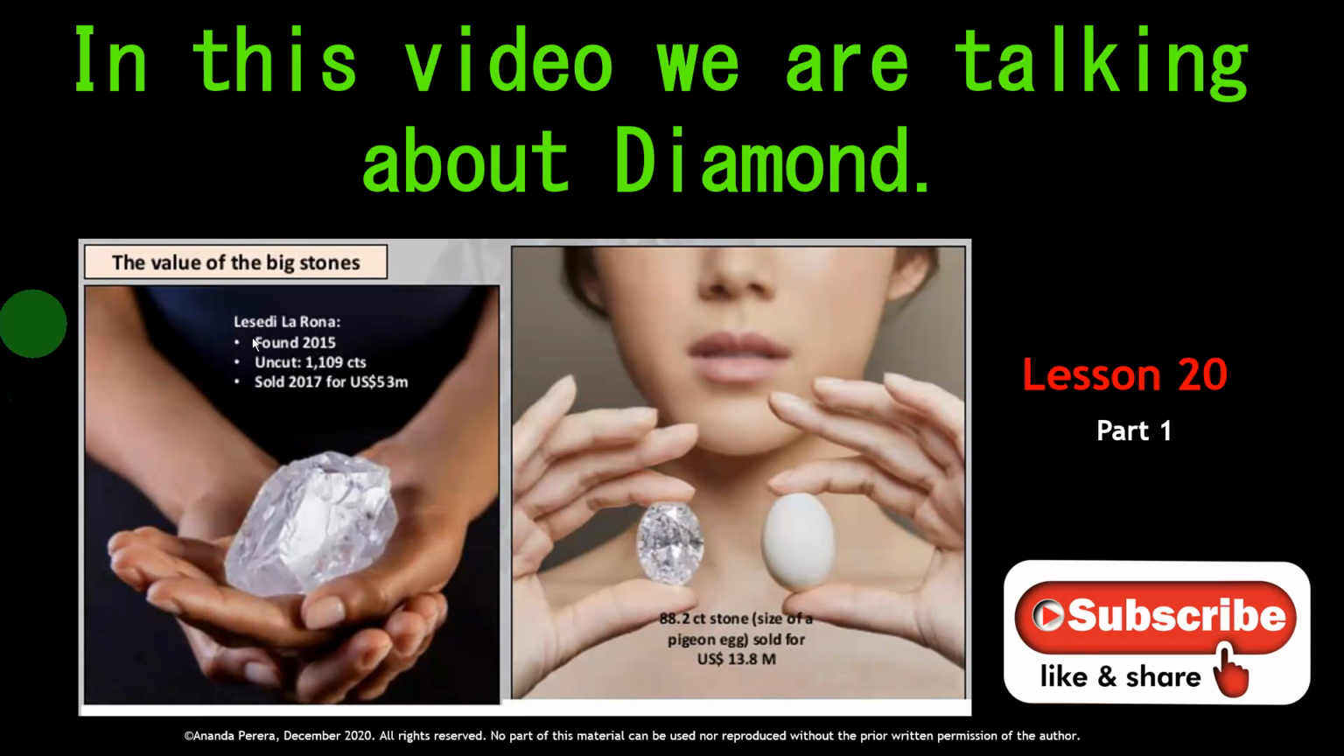Now this is lesson 20. Look at the first picture here. It is a big uncut 1109 carat diamond. This was sold in 2017 for $3 million. It was found in 2015. Look at this. See the difference between the egg and the diamond. They are a little bit the same size. This diamond sold for $13.8 million. So this is some example.